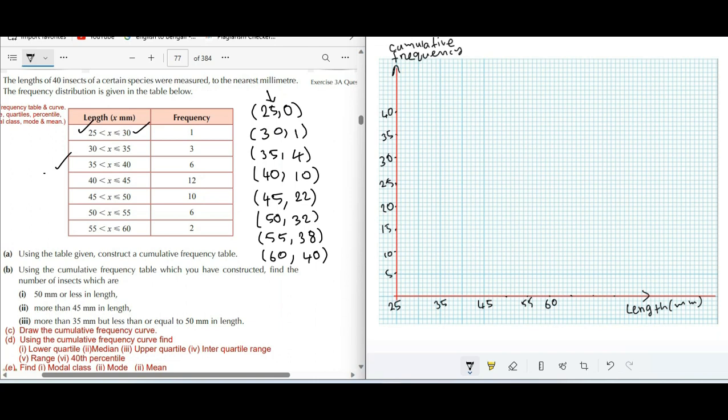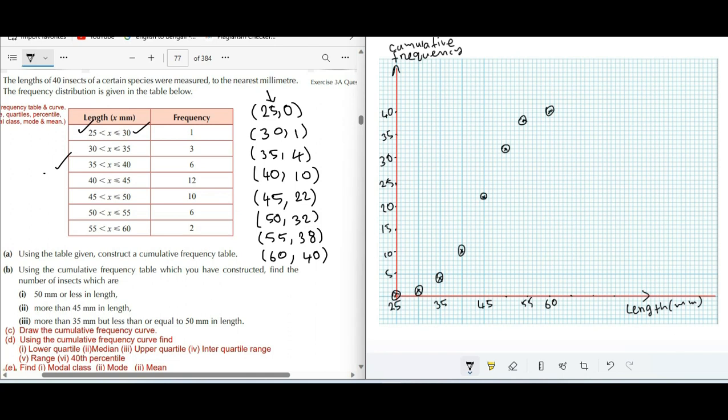So the first one is 25, 0. This will be at the origin, and the next one is 31. So this is 30 and this would be 1, and after that 35, 4, and after that 40, 10.